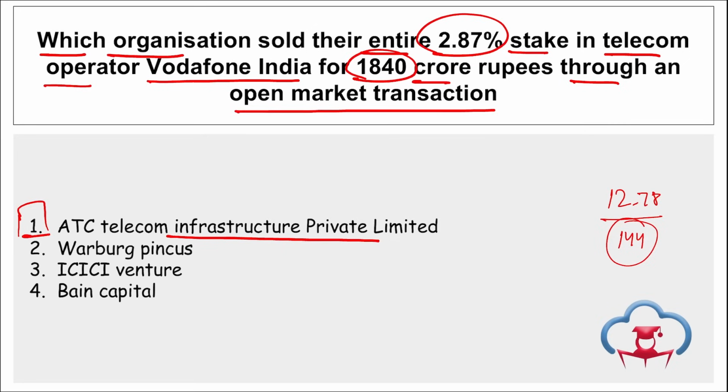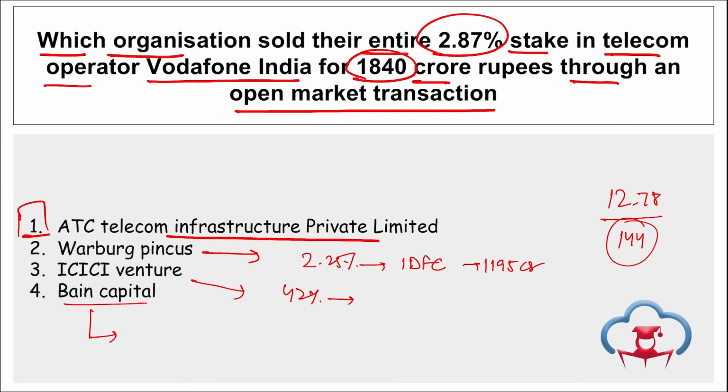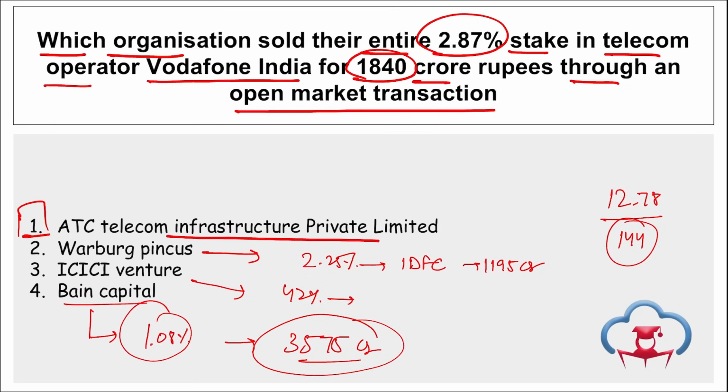Apart from this, if we talk about Warburg Pincus, right, this is a private equity firm. They sold their entire 2.25% stake in IDFC First Bank for 1195 crore rupees. If we talk about ICICI Venture, they sold their 42% stake in Thiombra Food Limited of Mumbai. And Bain Capital, this is a private equity firm, and they sold their remaining 1.08% stake in Axis Bank for 3575 crore rupees through an open market transaction.